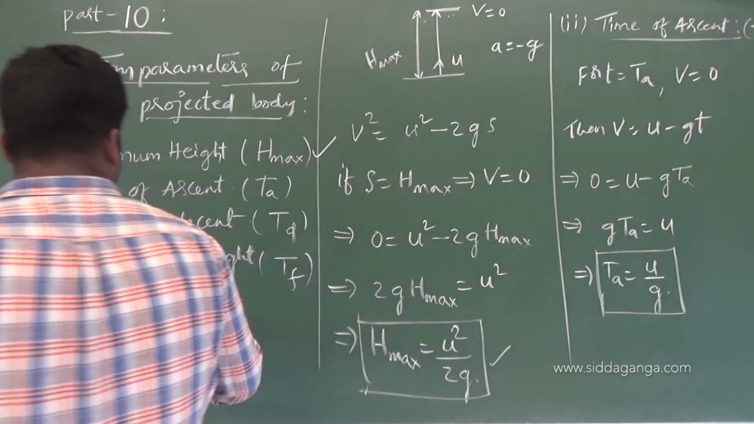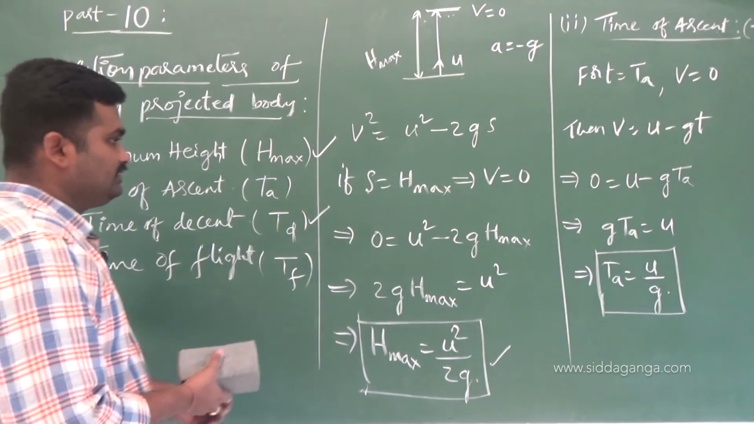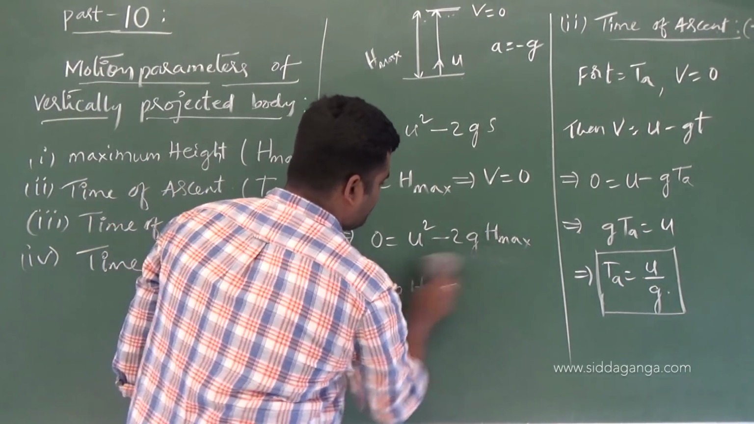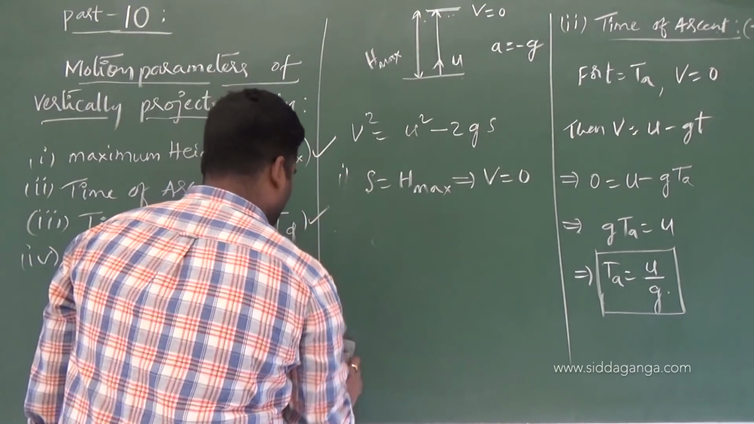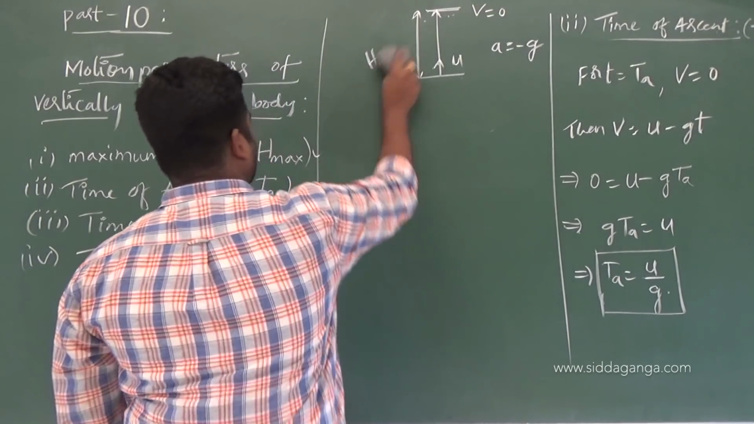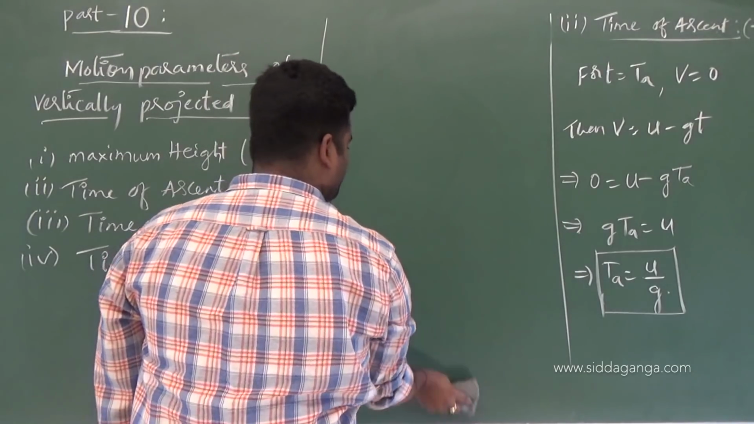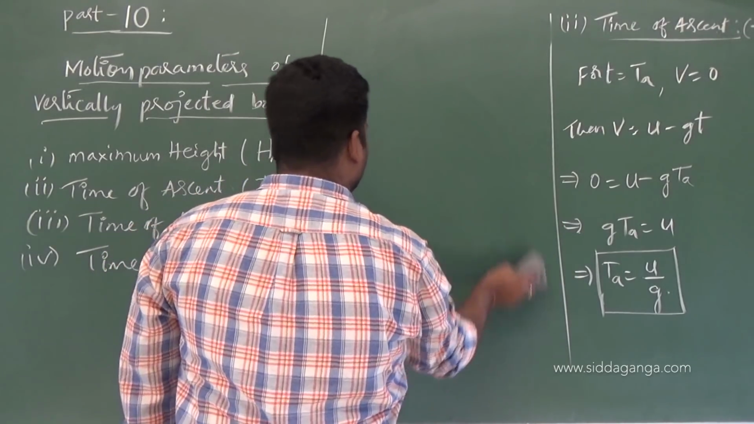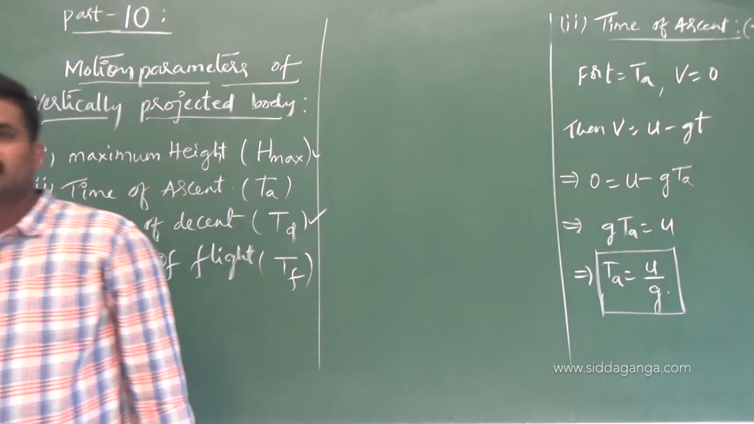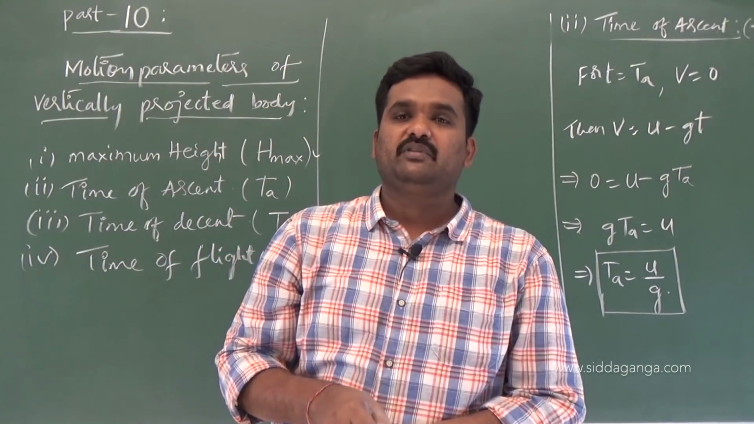And next we have time of descent. We will see what the time of descent relation is. I hope you have written this. I will rub this part. Time of descent means the time taken by a vertically projected body from where to where? From maximum height to reach the point of projection. You can write all the definitions also. Time taken by the vertically projected body to travel from maximum height to reach the point of projection.